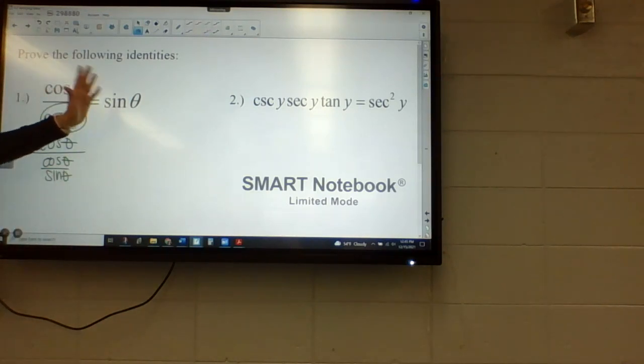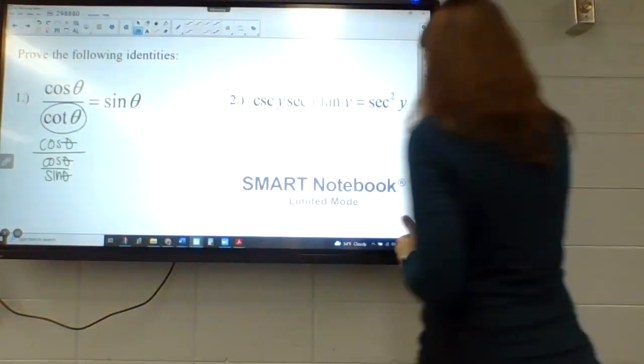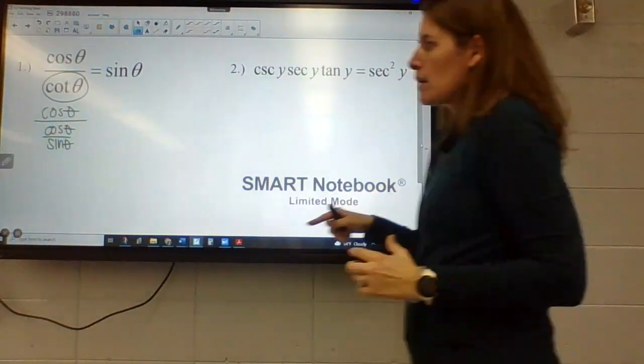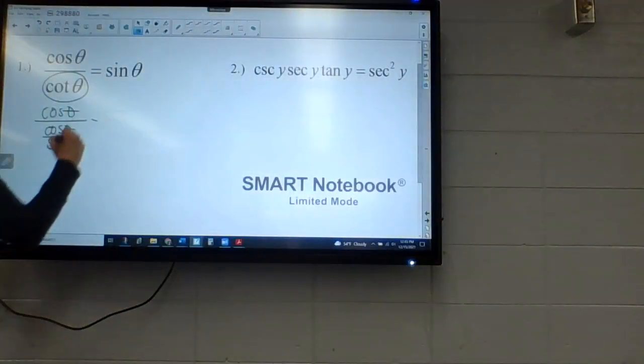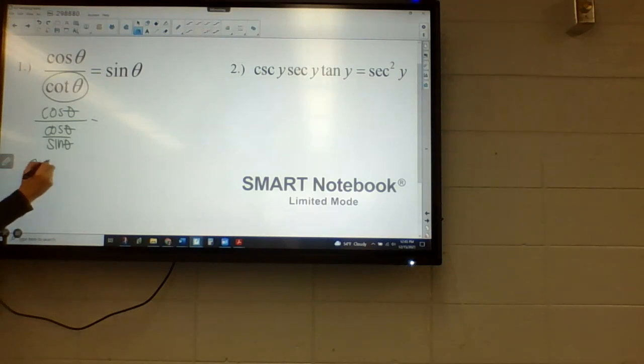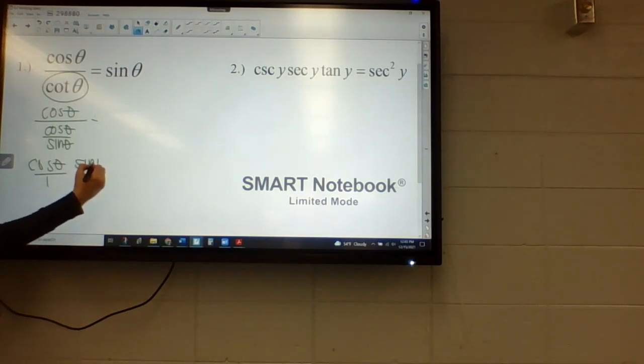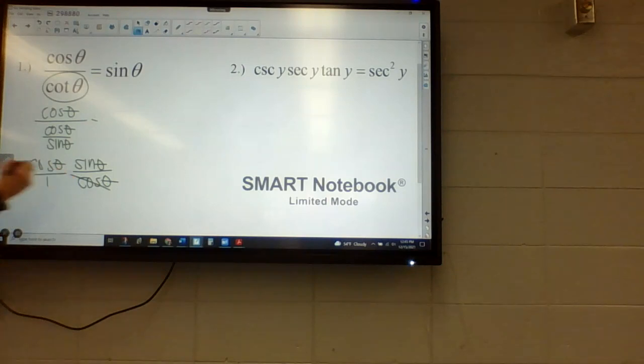And I'm just going to work on this left side. When I say it equals that, I'm not doing anything to that. So I might just go straight down to not confuse you. But I'm dividing, so I'm going to multiply by the reciprocal. So flip this over. And I get those to cancel, and it just equals sine.